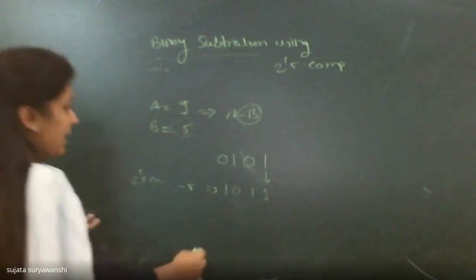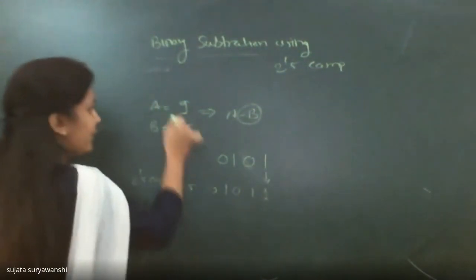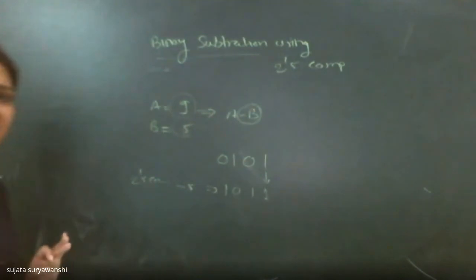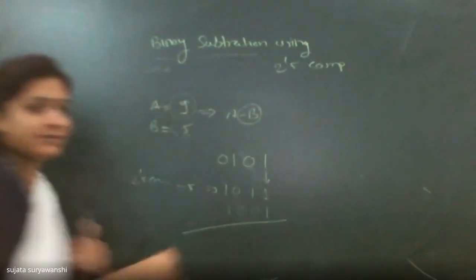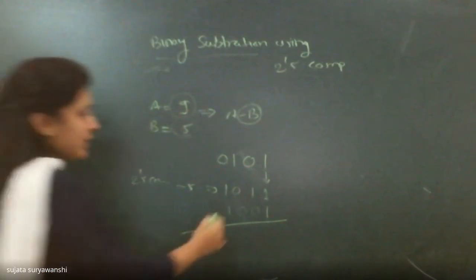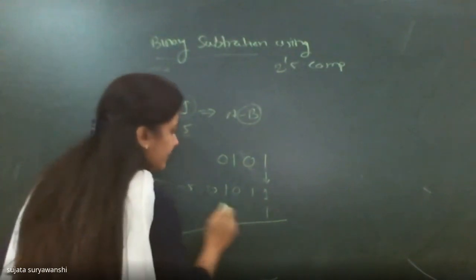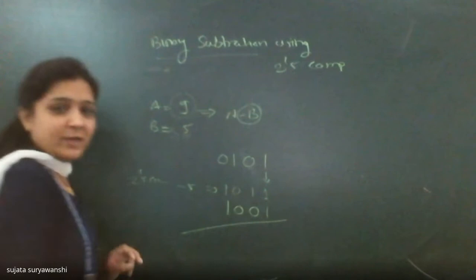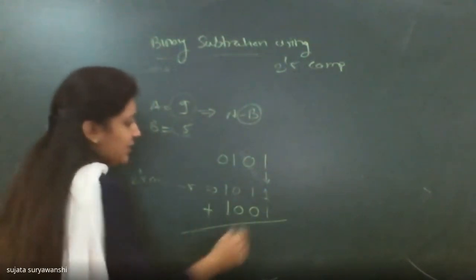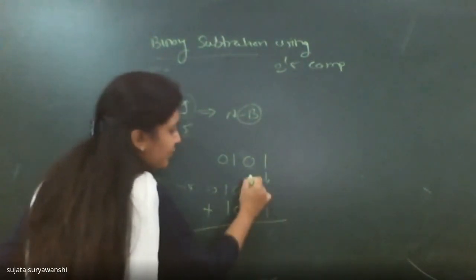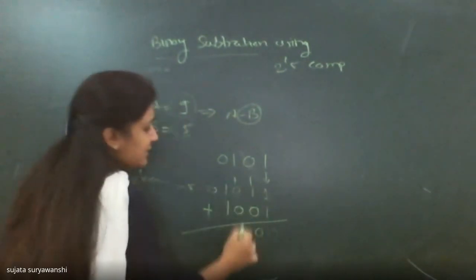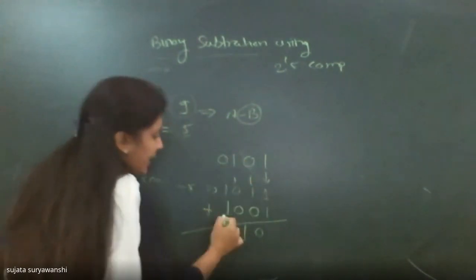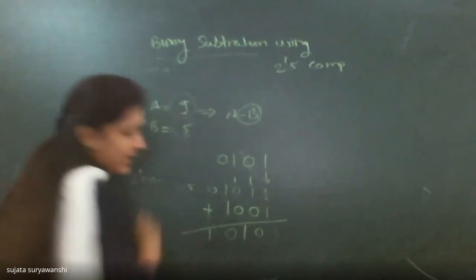Now, after getting minus 5, you have to simply add it to A. And A is 1, 0, 0, 1, that is 9. Now, use addition here. 1 plus 1, 0, carry is generated. Write down 0 as it is. And 1 plus 1, 0, and here carry is generated.